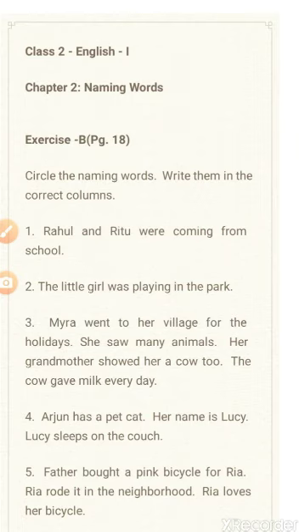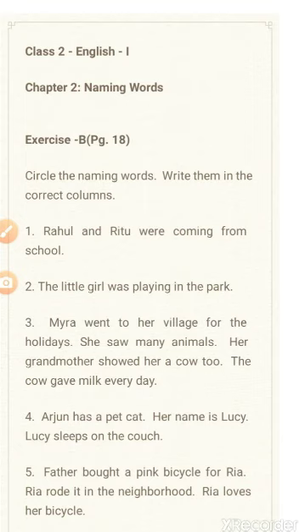Father is a name of a person. Bicycle is a name of a thing. Ria is a name of a girl. So they are naming words. Now as I told you, father will go in people's column, name of a person. Bicycle, what is it? It's a name of a thing. So write it in things column. And Ria is again name of a person. So write it in people's column.